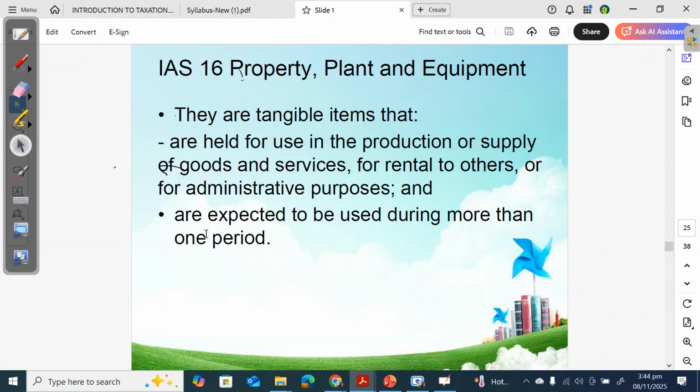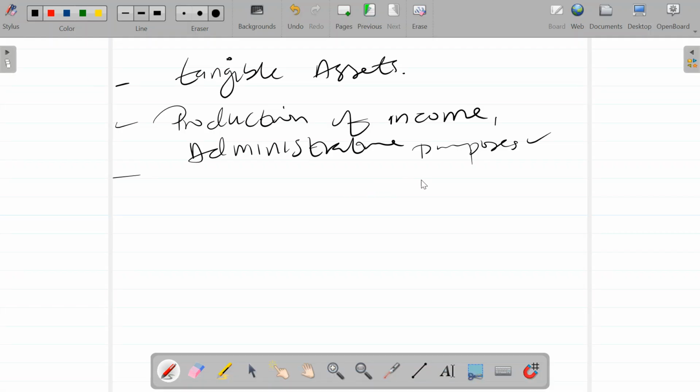Okay, all right, let's continue. So we expect to use those assets for more than one accounting period. So they are tangible, they are non-current assets.